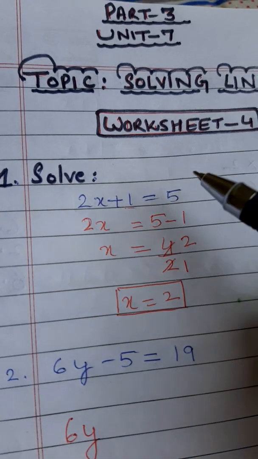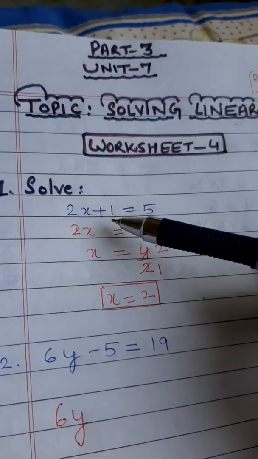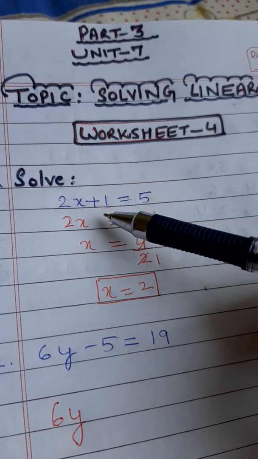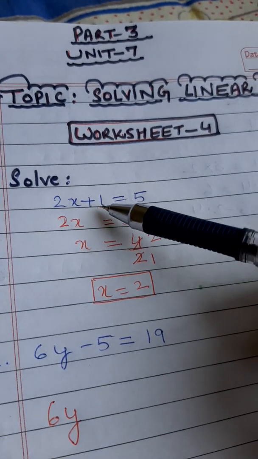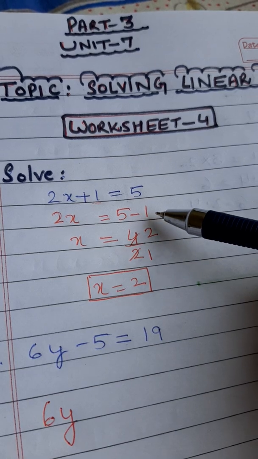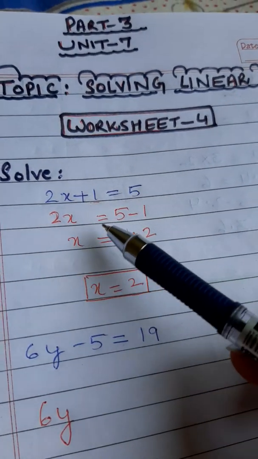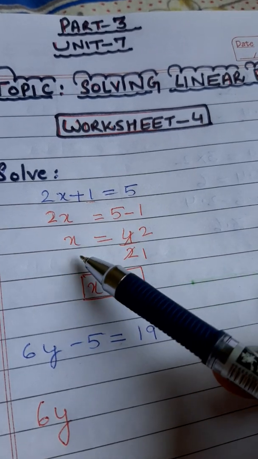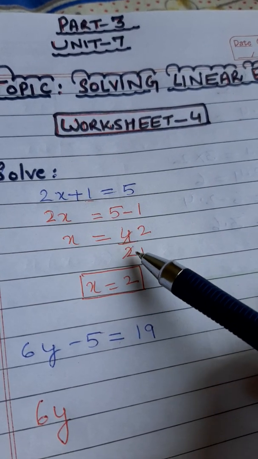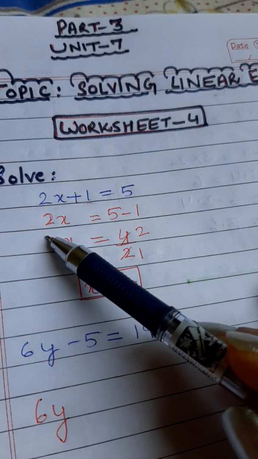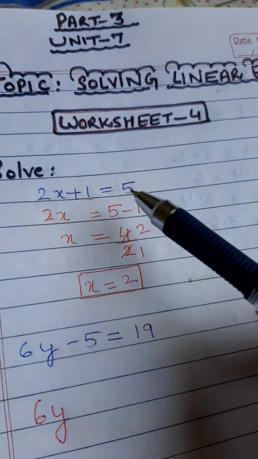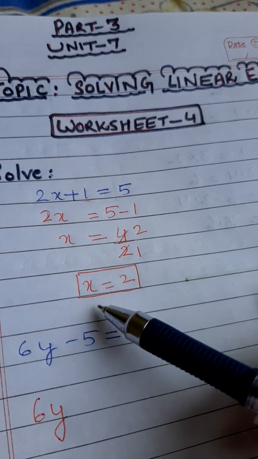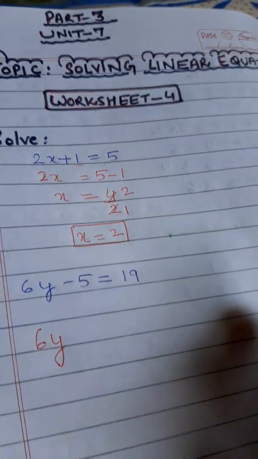Let us start doing the first question, that is 2x plus 1 is equal to 5. Here also we will use the transposing method. We will transpose this 1 to the right hand side and it will be 2x is equal to 5 minus 1. Now here x is equal to 4 divided by 2, because 2 is multiplied here, and when it goes to the right hand side, it will divide. So the answer is x is equal to 2.